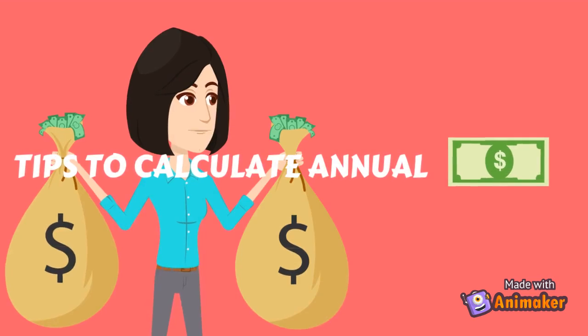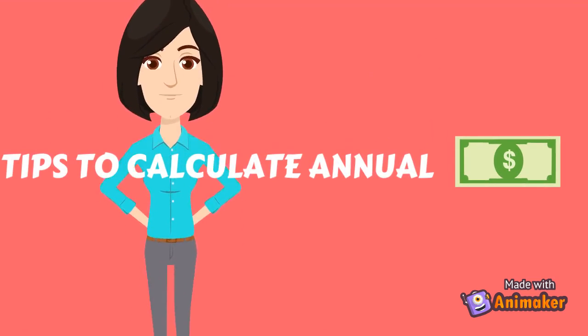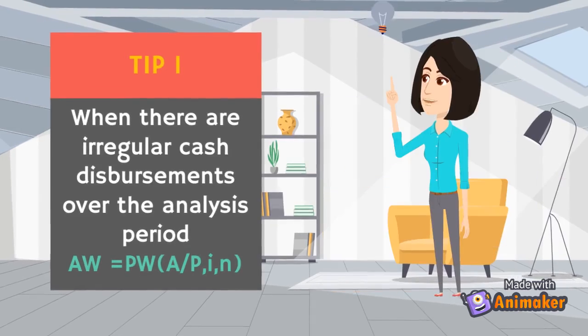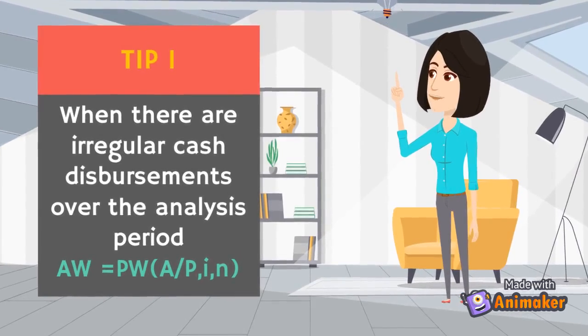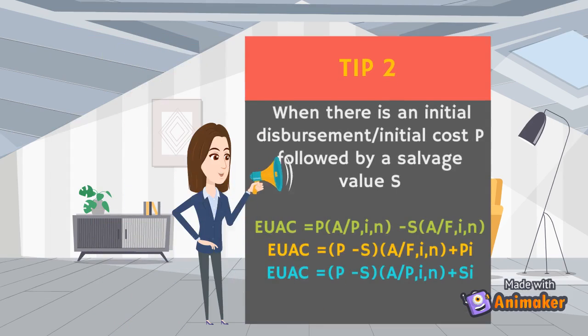I'm going to start today by giving you a few tips on how to calculate annual cost. The first tip is when there are irregular cash disbursements over the analysis period, we use the formula annual worth equals present worth times the (A/P, i, n) formula. Second tip, when there is an initial disbursement or initial cost P followed by a salvage value F, EUAC can be found by three different formulas, where these three formulas will give you the same answer.